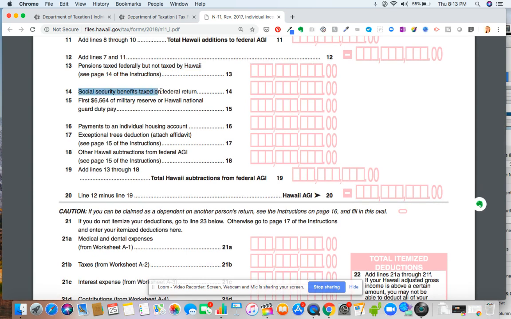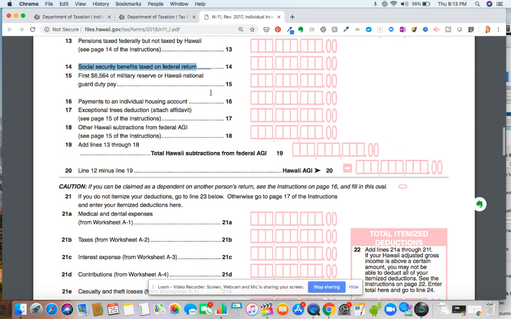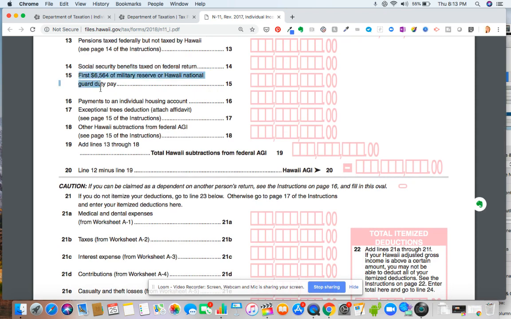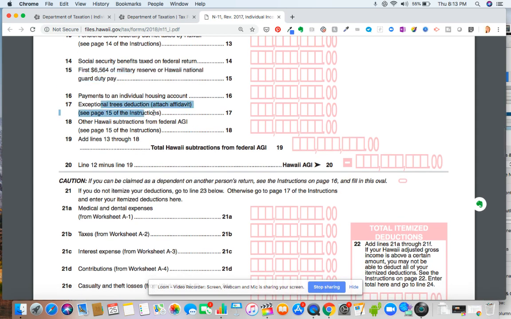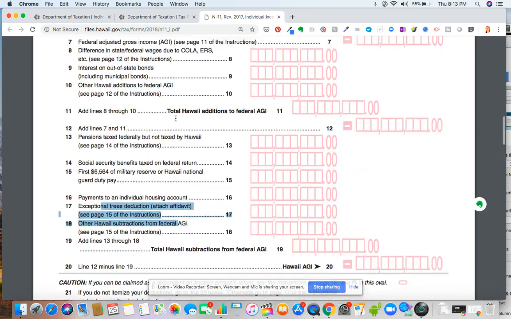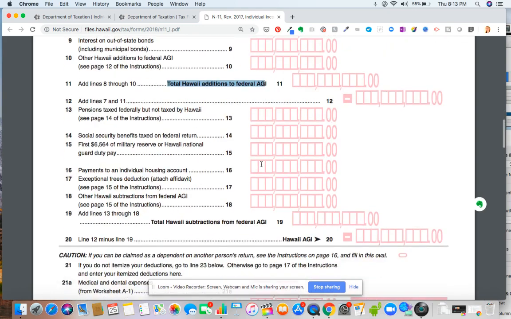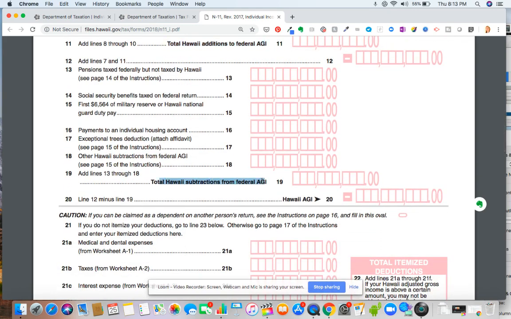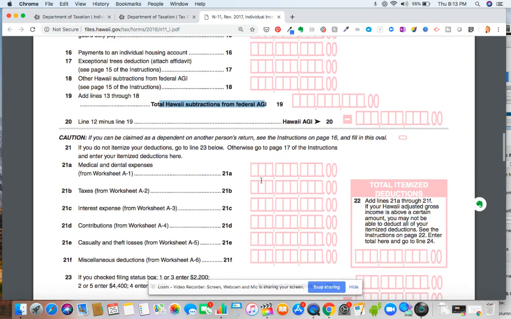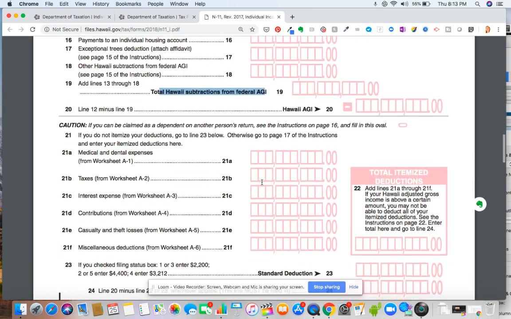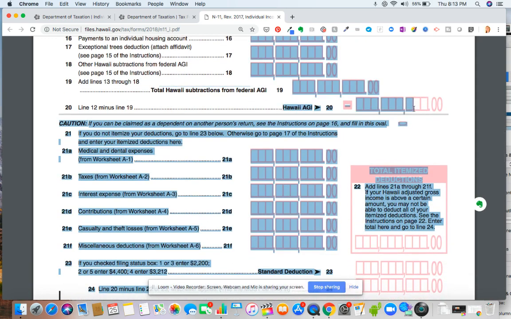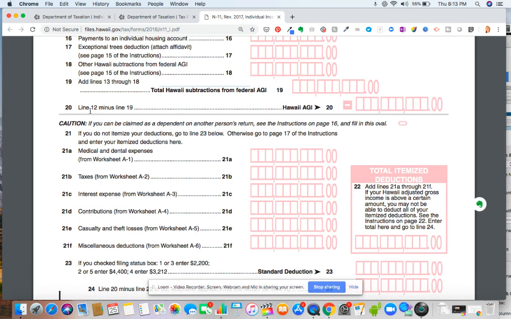Social Security benefits are also a common one, as well as military pay. Hawaii essentially gives the first portion, $6,564, not taxed, random number, and then some other adjustments. We're not going to get too detailed. So essentially, we start with AGI. We have Hawaii additions based on income, and then subtractions based on income that wasn't included for Fed. And so that gets us to Hawaii's AGI down here on line 20.